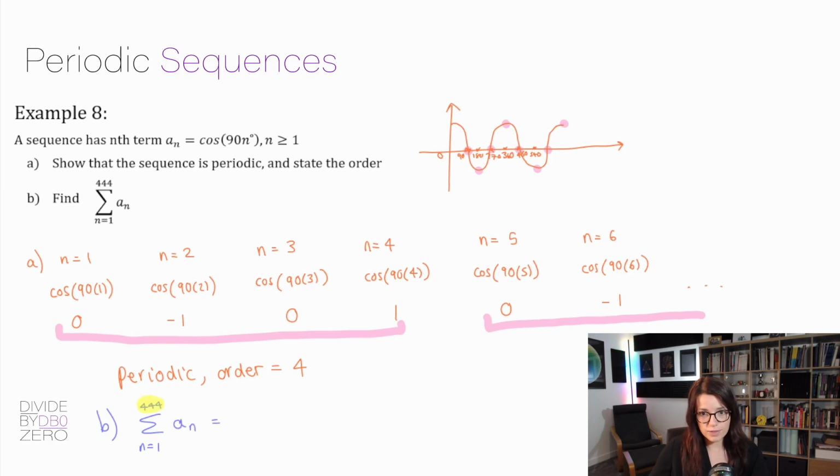For part B, it wants the sum of terms from n equals 1 to 444 in this sequence. Now 444 divided by 4 is 111. So we can say it's 111 times what you get if you add the 4 repeating terms together. So 0 plus minus 1 plus 0 plus 1. And inside the brackets gives 0. So 111 times 0 is 0.